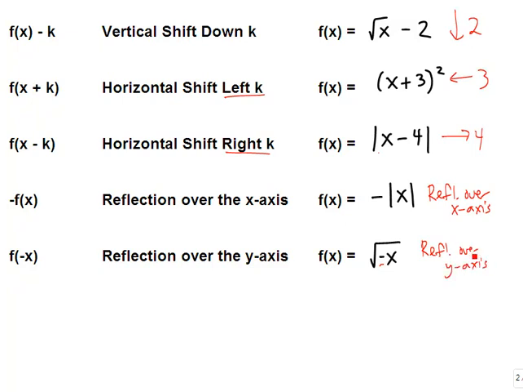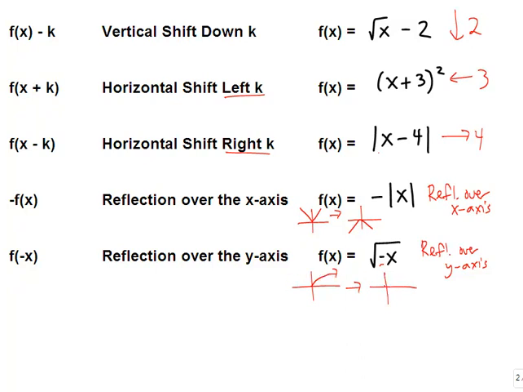So just to kind of compare the two, if you know that absolute value of x up here normally starts like a V-shape pointing upwards, then negative absolute value of x is going to be a reflection over the x-axis, and that's just going to flip it upside down. As opposed to a reflection over the y-axis, if I have square root of negative x, that's going to be taking the original square root graph, which normally looks like that, and reflecting it over the y-axis sideways.